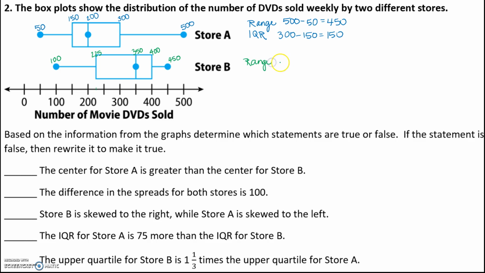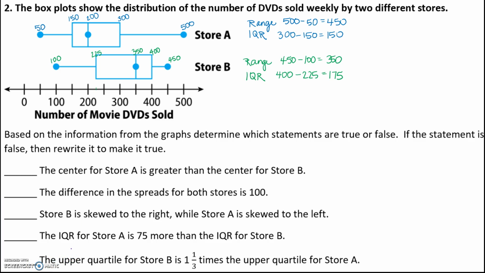So range is my spread. Spread your arms wide. So from 450 all the way to the right to 100 all the way to the left. It's 350. And then my interquartile range, my IQR, is my box. So the farthest right side of the box is 400 minus the furthest left side of the box is 225. So let's see, 175. Okay, so now we are ready to answer our questions.